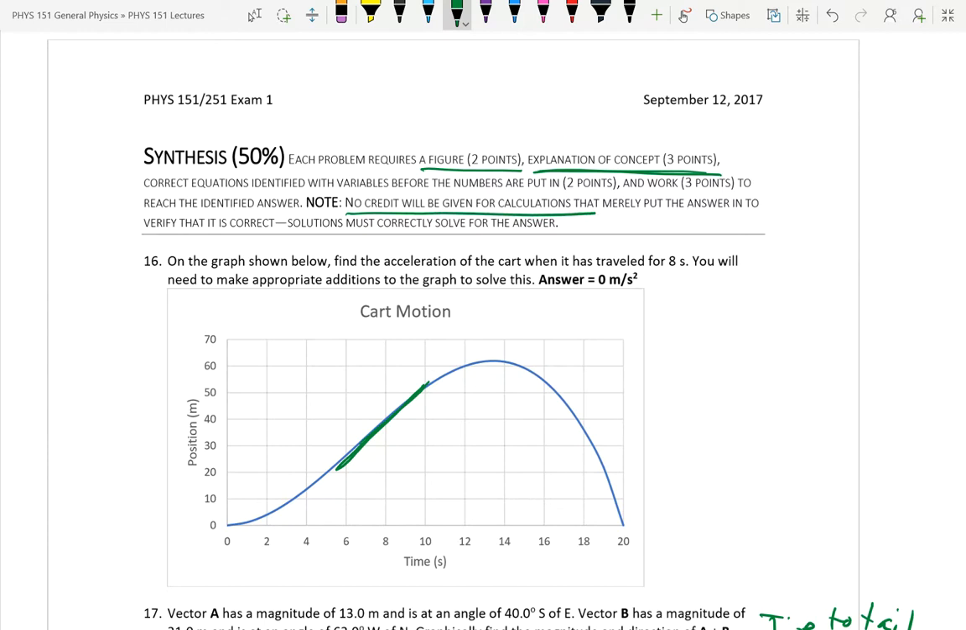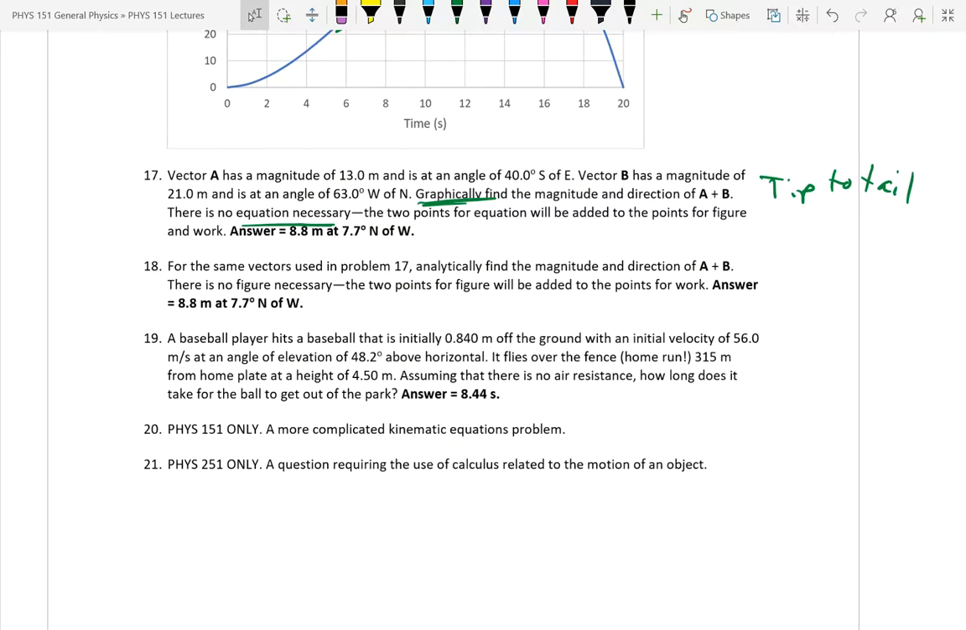No credit will be given for calculations that merely put the answer in to verify that it is correct. Right? You can't just take this and say, if I put in 8.44 seconds, sure enough, it's at the right location. You have to actually do the work and solve that it's 8.44, not put in 8.44 and say, see, the test was right. Is that clear? Because I don't want people to do the wrong thing and say, but I thought that's what we were supposed to do. It's the right answer, right? I gave you the right answer, so we don't have people like, I don't know if I did right.